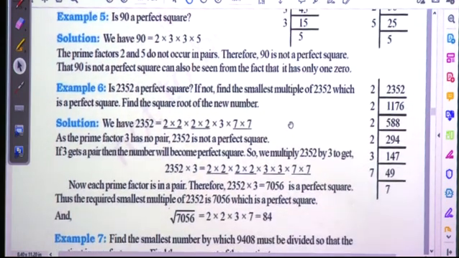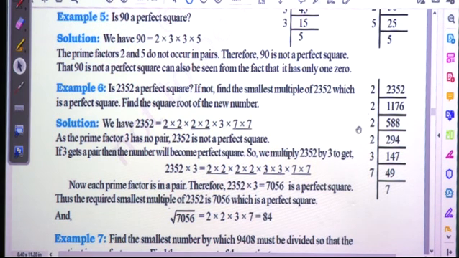Next, example 6. Is 2352 a perfect square? If not, find the smallest multiple of 2352 which is a perfect square. Find the square root of the new number.